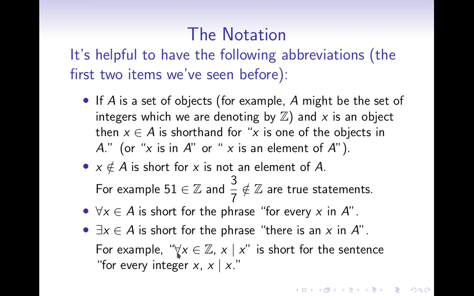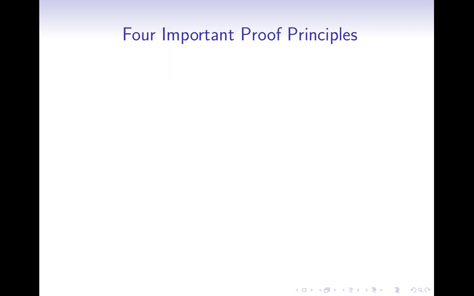So for example, here is a mathematical sentence using the for all abbreviation. If this were read, filling in the words for the abbreviations, this is read "for every integer x, x is a divisor of x." Or sometimes, as I said, we use the phrase "for every integer x, x is a divisor of x."